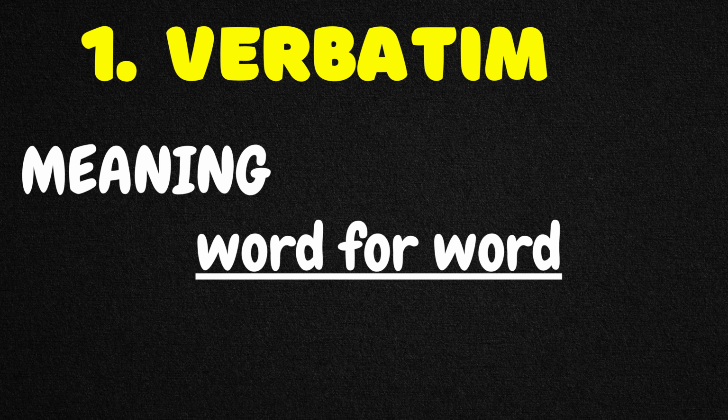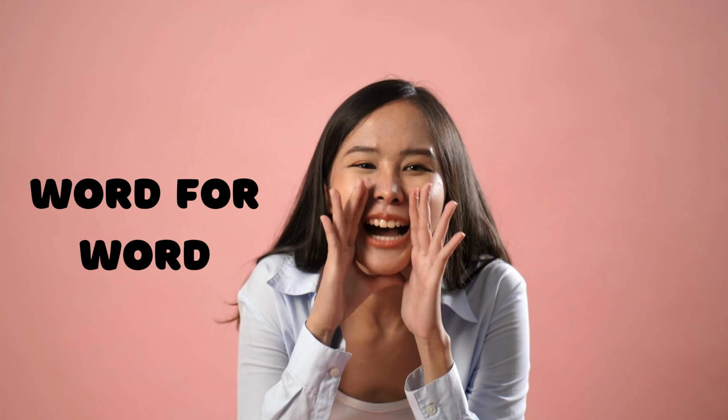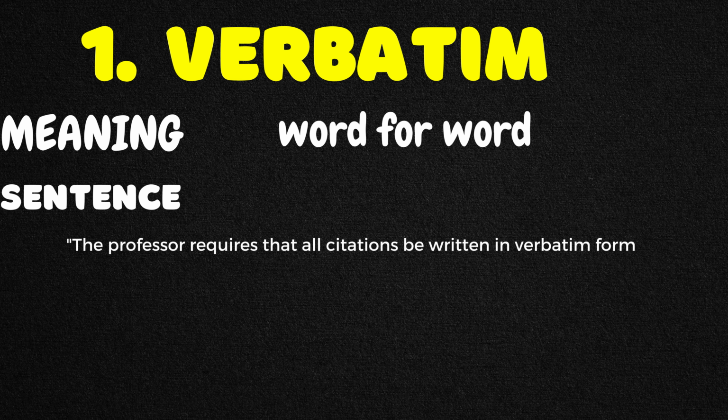First, verbatim, meaning word for word. Verbatim refers to something that is exact and precise, often relating to the reproduction of words or a written text. It can also refer to a record of something that is spoken or written, transcribed word for word. Here is an example of how to use verbatim in context. The professor requires that all citations be written in verbatim format to ensure that sources are accurately represented.